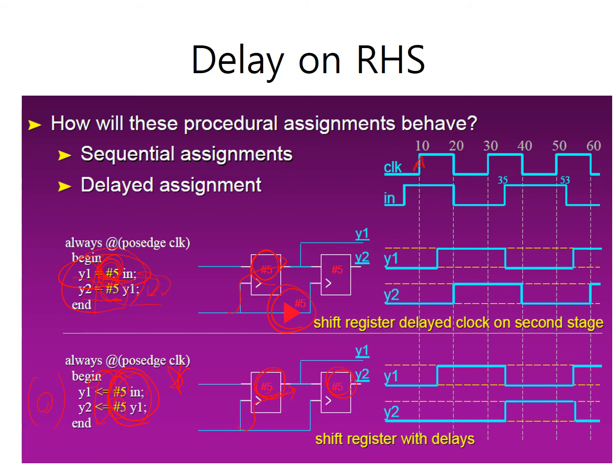So when a rising edge comes in, we sample this, and then 5 nanoseconds later the output comes out. For y2 also, we sample y1 and 5 nanoseconds later it goes up, right? So this is the proper way of representing the clock to Q delay. So never use those, right? You have to remember this. What you have to remember is that for sequential logic assignment, we use the delayed assignment with the non-blocking assignment, right?